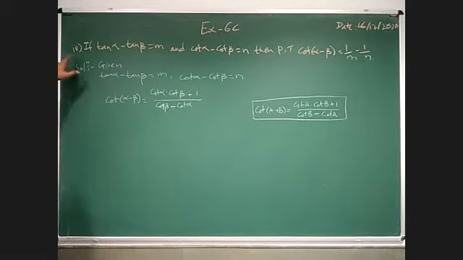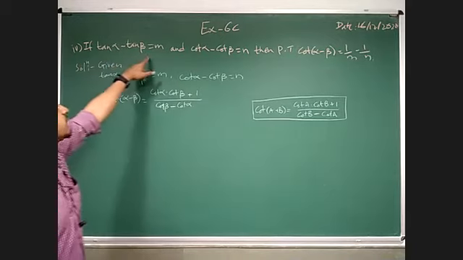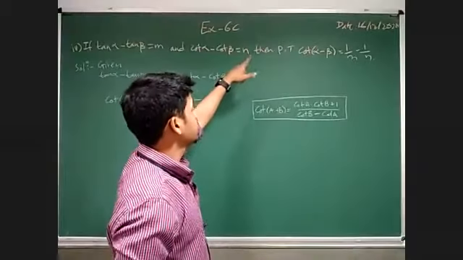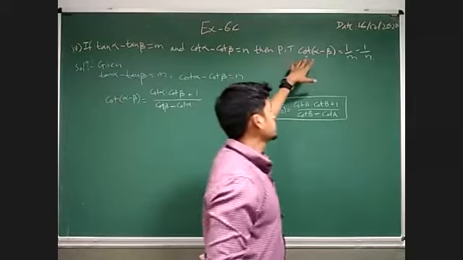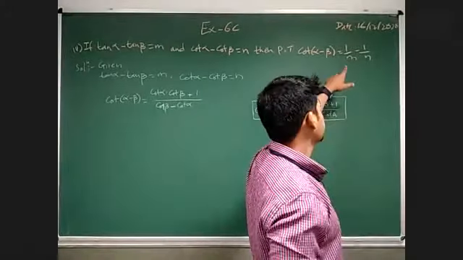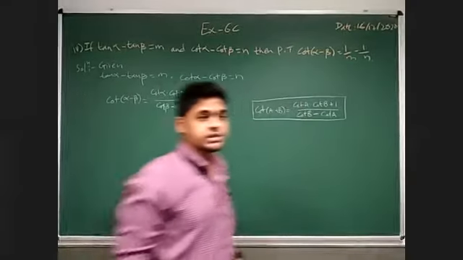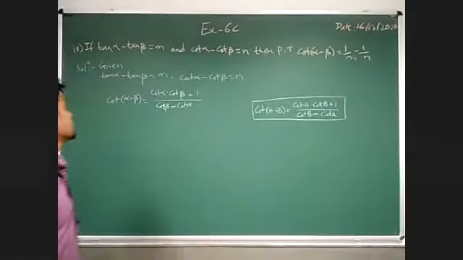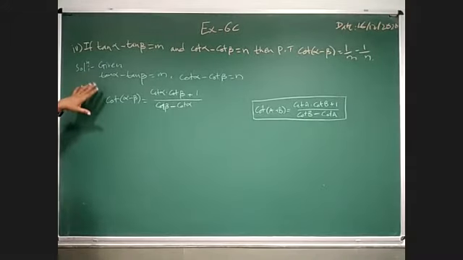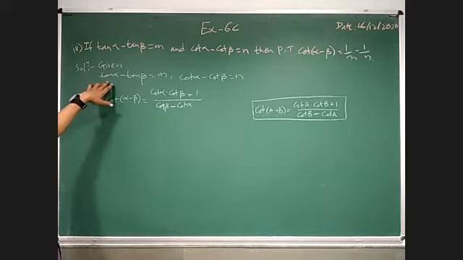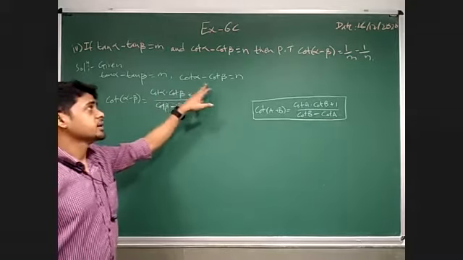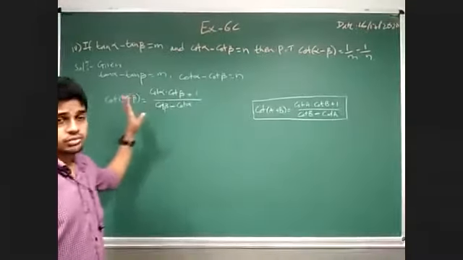So the question is, if tan alpha minus tan beta is equal to m and cot alpha minus cot beta is equal to n, then prove that cot of alpha minus beta is equal to 1 by m minus 1 by n. This is our question. Now, first of all, just write what are the given things. The given things are tan alpha minus tan beta is equal to m, cot alpha minus cot beta is equal to n. These two things are given.